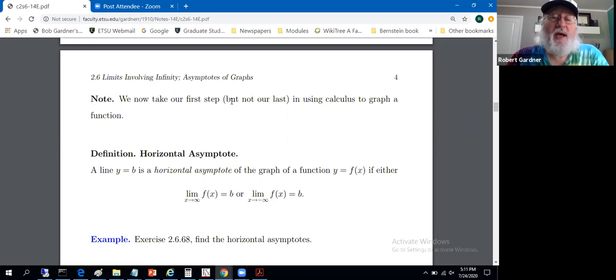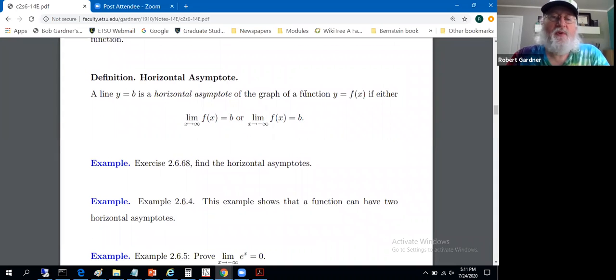So we take our first step, but certainly not our last, in using calculus to graph a function by defining what it means for a function to have a horizontal asymptote. A line, y equals b, is a horizontal asymptote of the graph of the function y equals f of x if either the limit as x approaches positive infinity of f of x equals b, or the limit as x approaches negative infinity of f of x equals b. So finding horizontal asymptotes is evaluating these kinds of limits.